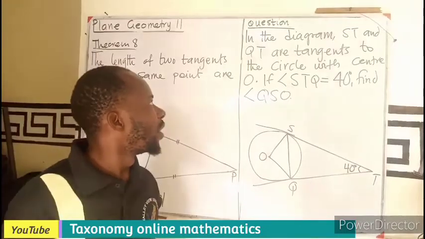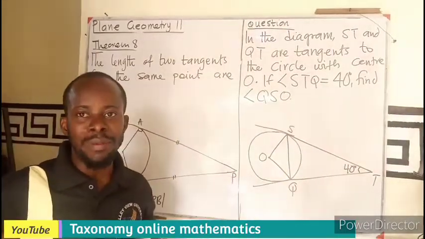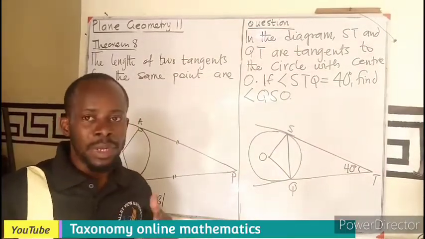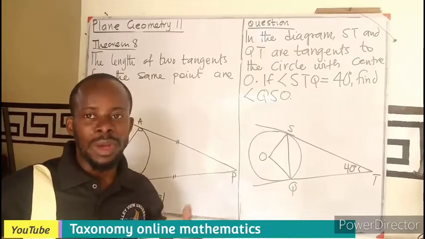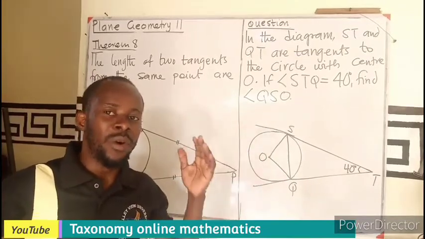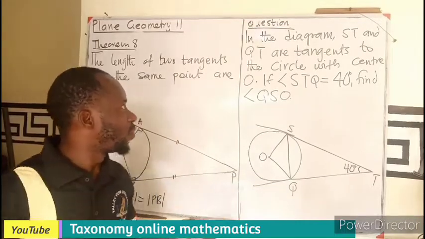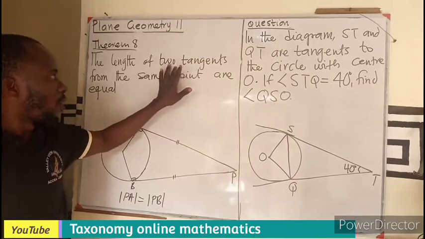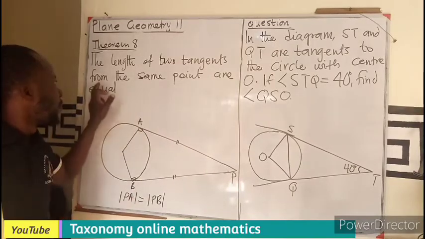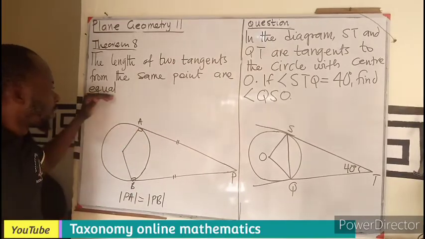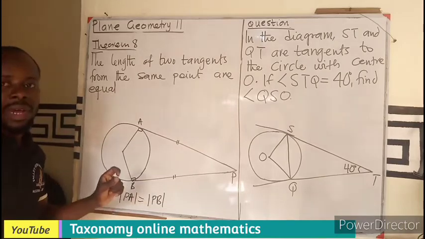We are going to discuss theorem number 8 in this video. In the previous videos, we were able to discuss theorem 1, the second theorem, up to theorem number 7. So theorem 8 is about the length of two tangents from the same point to a circle are what?